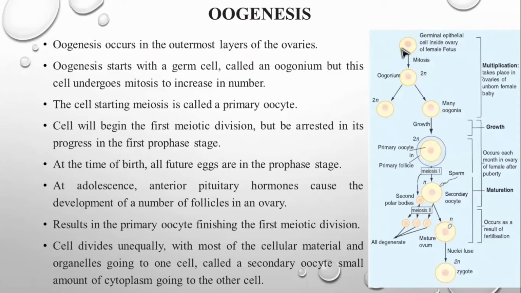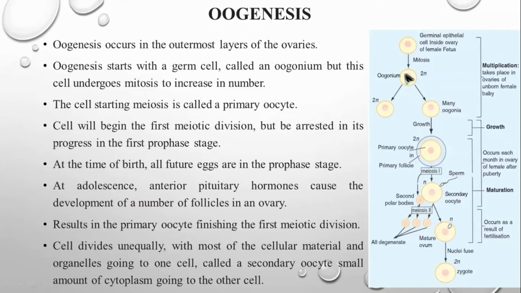This is going to be your germinal epithelial cell. This cell is going to undergo the mitosis process, and it is a diploid cell. That means it is going to have 46 chromosomes, or 23 pairs of chromosomes. It undergoes mitosis and gives an oogonium with the same diploid number, that means 23 pairs of chromosomes.